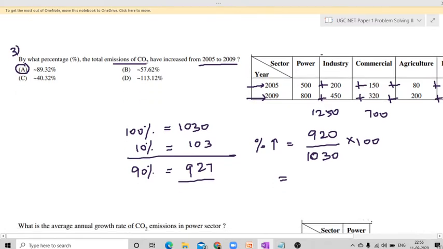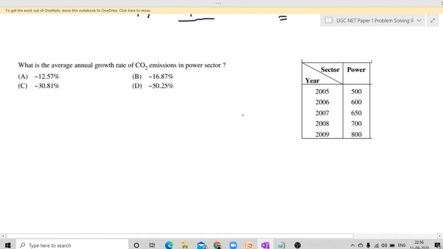Let's move on to the fourth question. Question number 4. Here we are asked to find, what is the average annual growth rate of CO2 in the power sector? So for this question, we need to take the power sector's values alone. We are taking the power sector's values from the table for the years 2005 to 2009. That's all we are doing, and we are asked to find the average annual growth. So let's try to find the average growth.